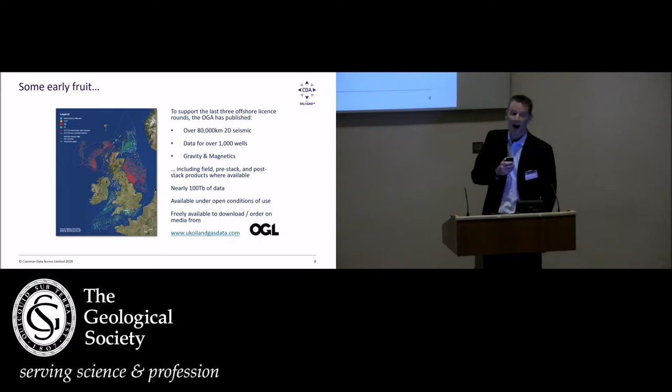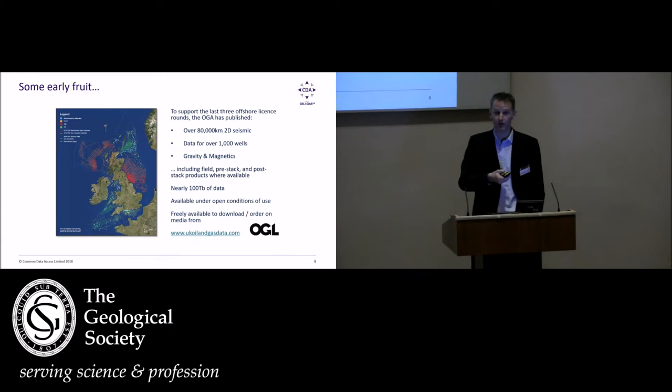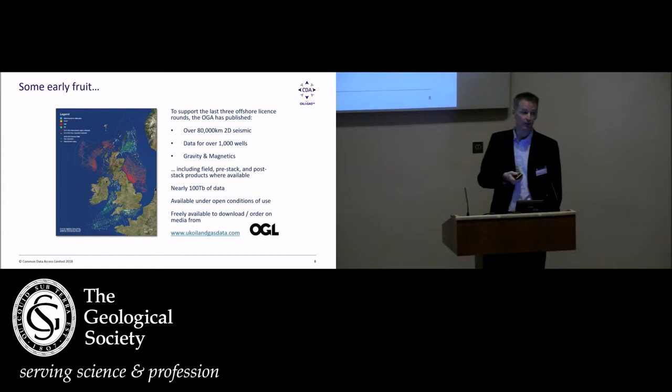There is some fruit on this already. So the OGA has already been through its public seismic program, has published data in support of the last three license rounds, I think. So there's 80,000 kilometers of 2D seismic, data for over 1,000 wells, gravity magnetics, a wide variety of other data products as well, including field, pre-stack, post-stack products where available. Much of this is available for download.